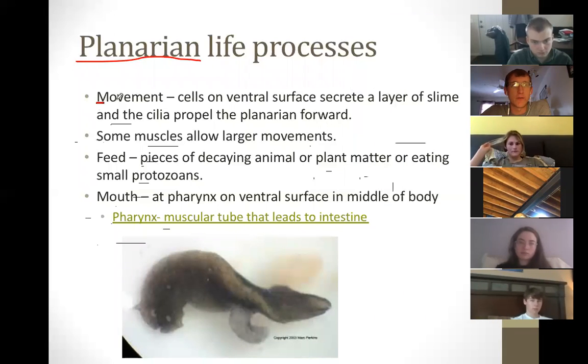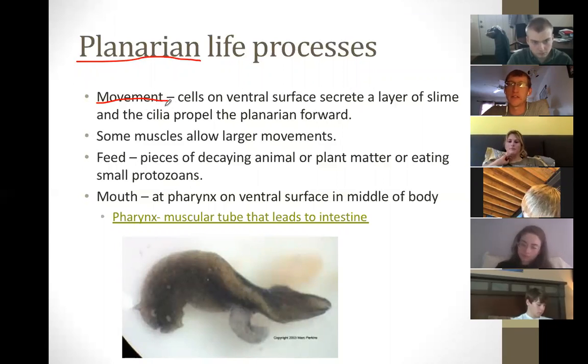For movement, he moves a lot like a slug or a snail moves. Slugs or snails lay down a layer of slime and they glide on the slime, which doesn't sound like a terribly attractive way of getting around, but it does work.